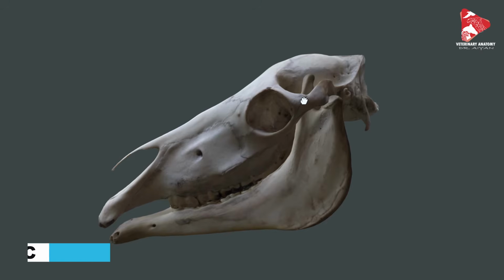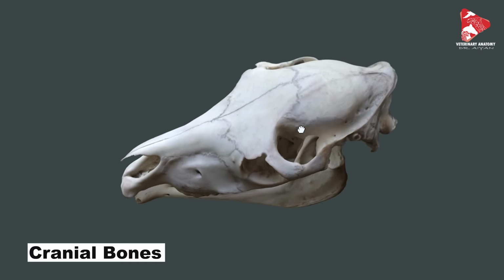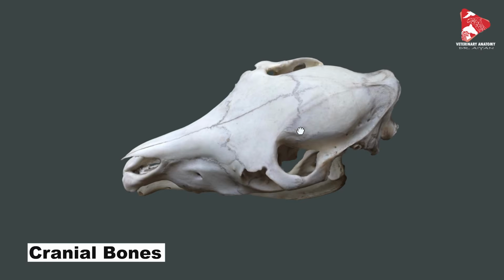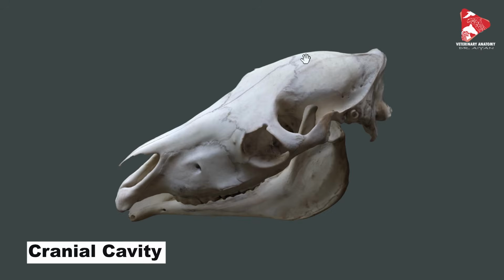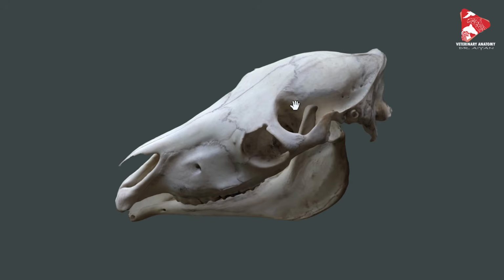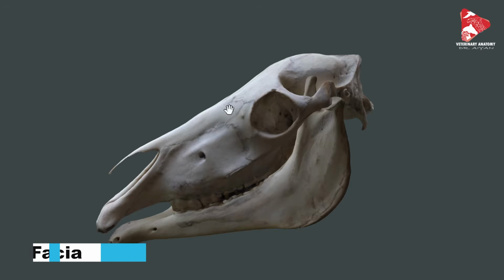The first group is called the cranial bones, and from the name we can understand that here we are talking about the bones which form the cranial cavity, or the cranium, the place where we have the brain. So these bones are there to protect the brain. The other group is called the facial bones, and from the name again, these are the bones forming the face.